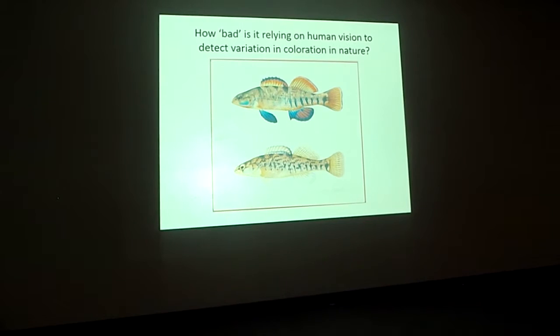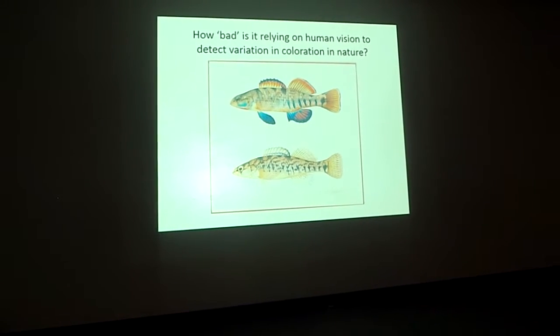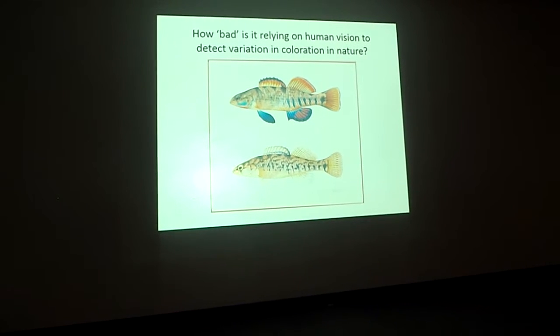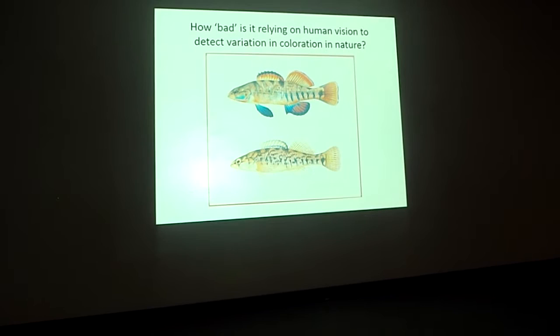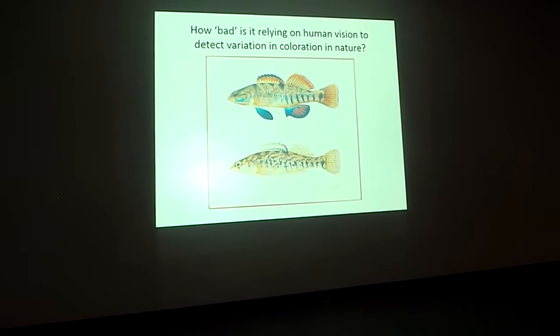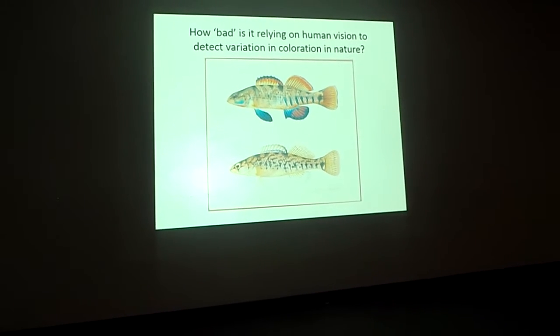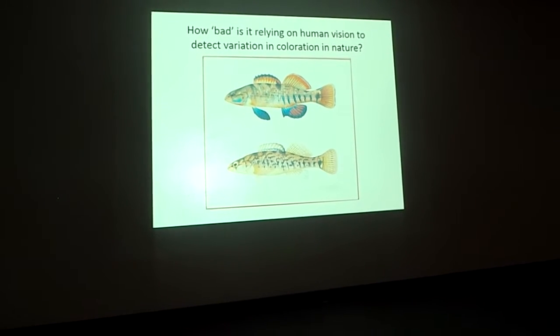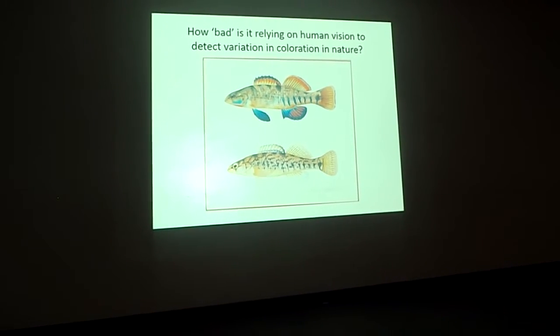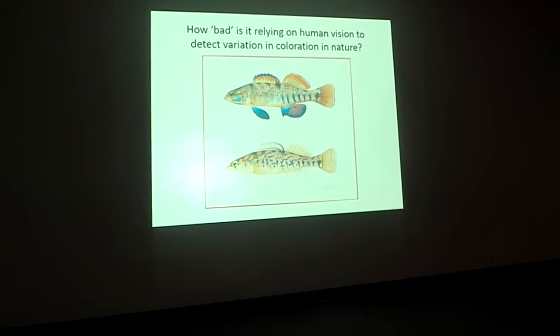And so we wanted to ask the question, well, how bad is it? How bad is it relying on human vision to detect variation in coloration in nature? And I want to preface this by saying, we accept the fact that we're blind in the ultraviolet. We accept the fact that we can't see polarized light. We accept the fact that we can't see the far red. But in the visible spectrum, how bad is it? How well do our eyes do at detecting these color patterns?